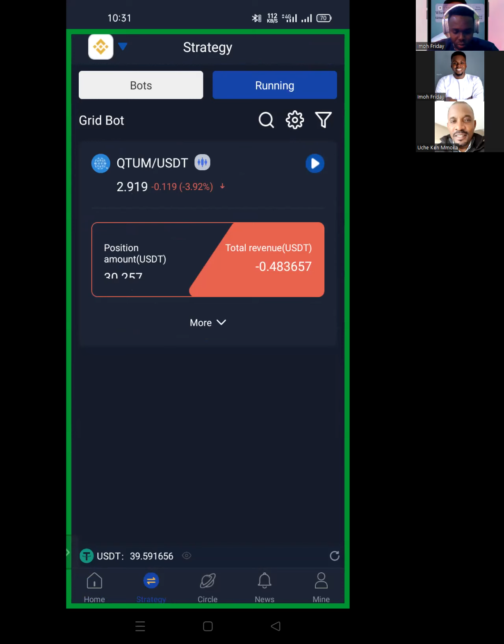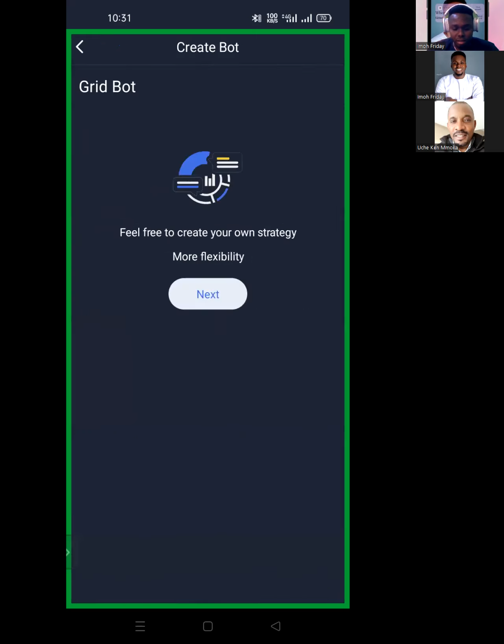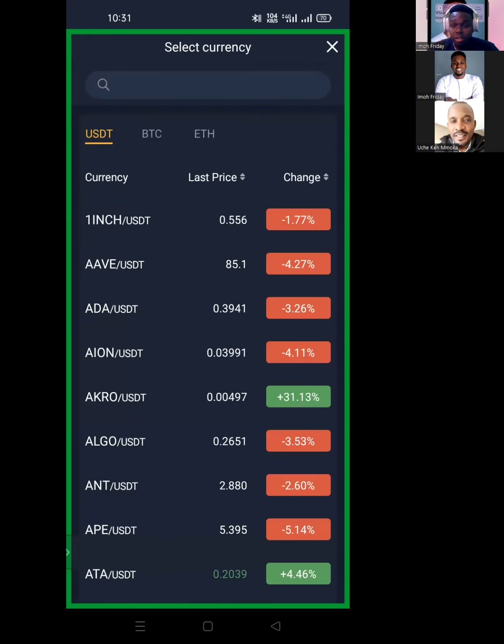So you click on the bot, right? You click on the grid bot. So you have two options there. You have the Martingale bot and you have the grid bot. So you click on grid. Click on next. All right. Now these are all the coins that you can actually trade with the grid bot.